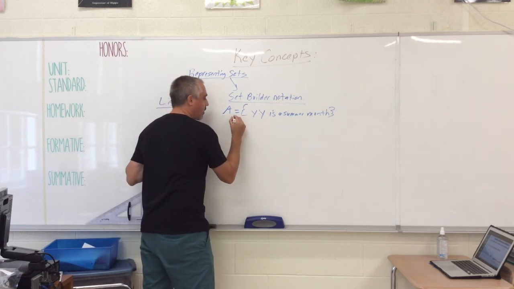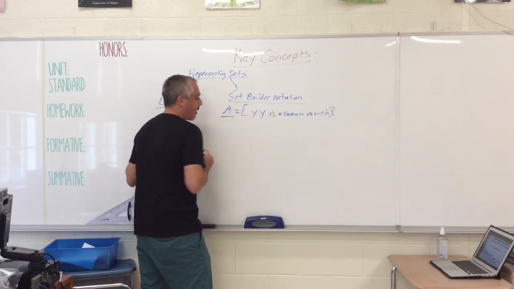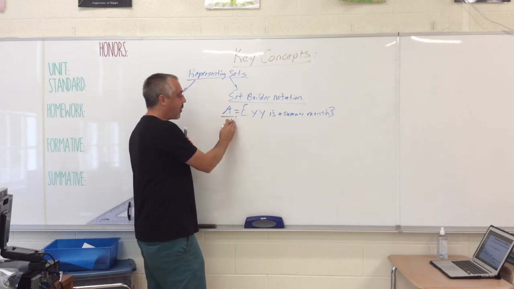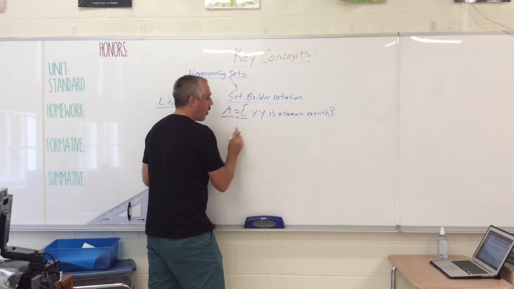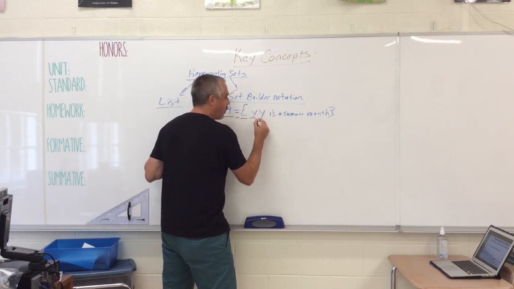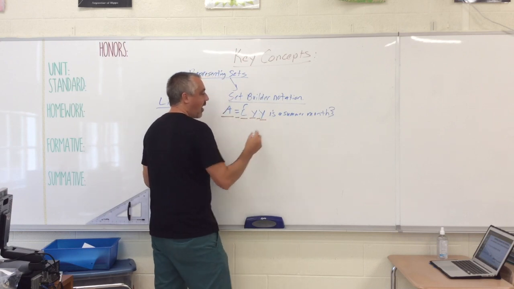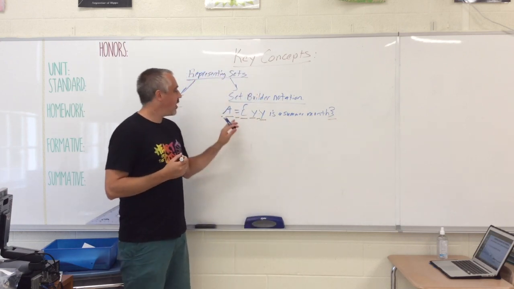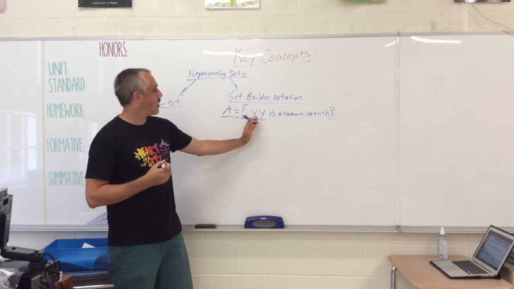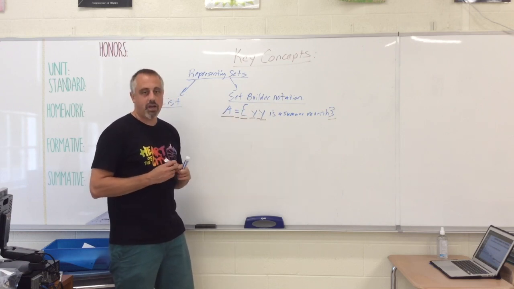You're always going to use it. I'm going to underline everything that will stay the same. A capital letter, which will depend on the problem what you label it. It's going to have an equal sign, a brace, a variable, semicolon, a variable, and then whatever the definition may be, and it will end with a brace. So these things will always look the same when you make things in set builder notation.